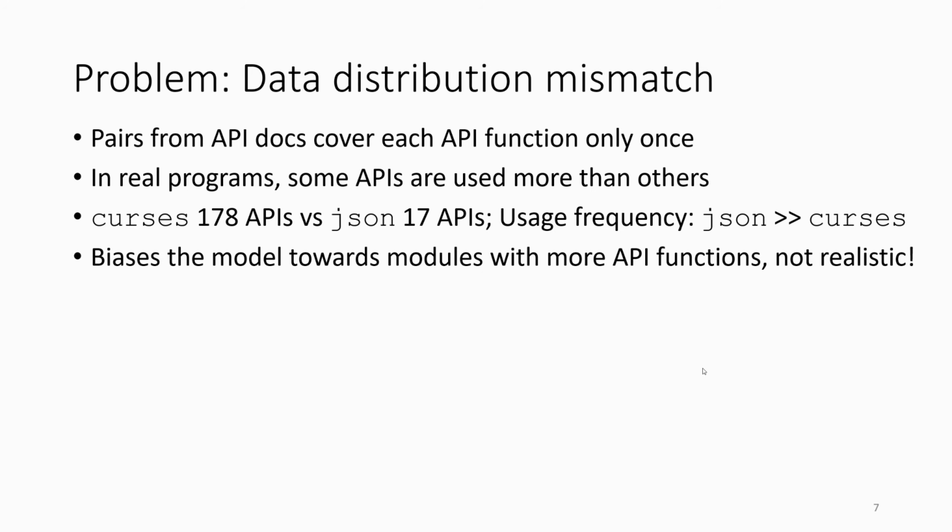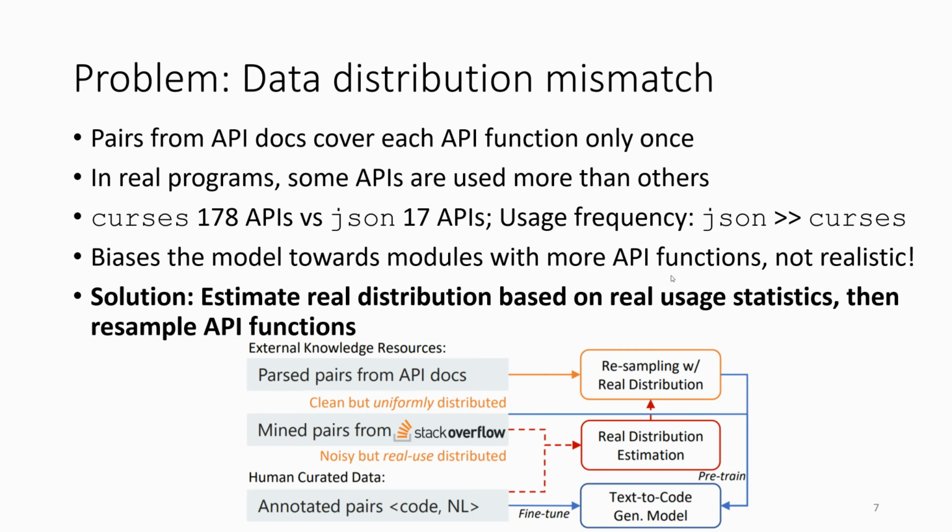probably hurt the performance. Our proposed solution is that we first estimate the real distribution based on the real usage statistics estimated from annotated pairs as well as the mined pairs from Stack Overflow. And then we use that to resample the API functions to generate the data for pre-training.